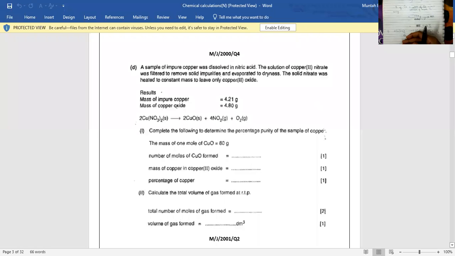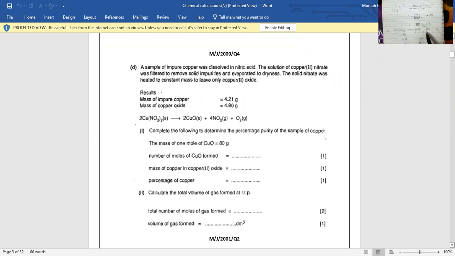Volume divided by the molar volume. Yes, that's how we can calculate the number of moles. And the molar volume is 24 decimeter cube for all the gases, at standard room temperature and pressure. Okay. So let's calculate the volume of gas formed at room temperature and pressure, which is the second part.